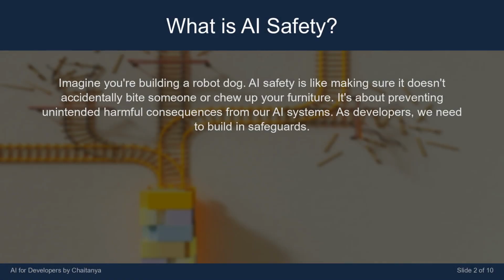Imagine you're building a robot dog. AI safety is like making sure it doesn't accidentally bite someone or chew up your furniture. It's about preventing unintended harmful consequences from our AI systems as developers. We need to build in safeguards.